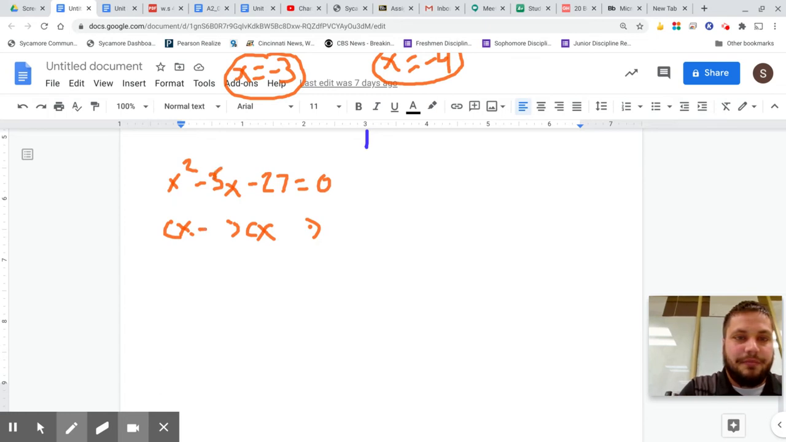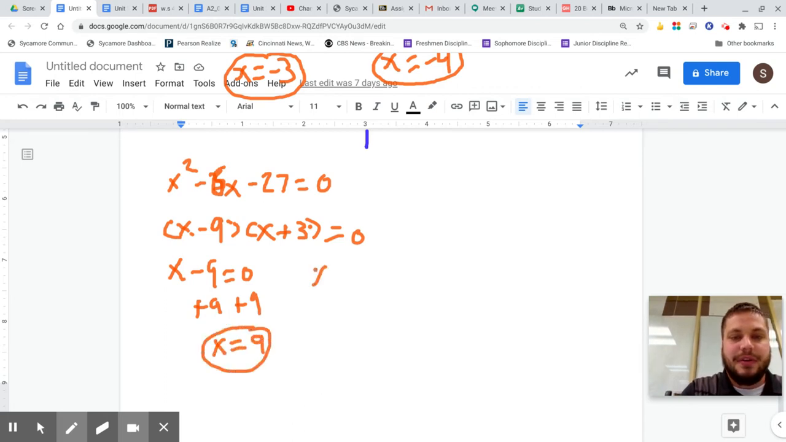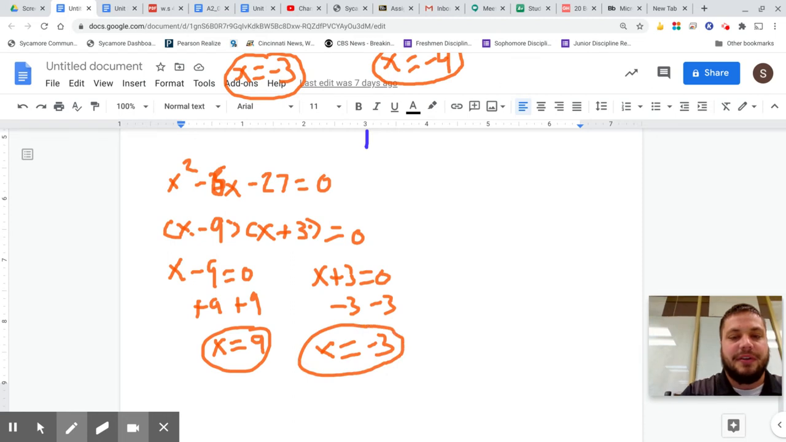Oh, whoops, sorry. I want this to be negative 6, sorry. Two numbers that multiply to be negative 27 and add to be negative 6 are negative 9 times positive 3. And now again, I just set these equal to 0 and solve. So I've got that x equals 9. That's my first solution. I set the x plus 3 equal to 0. I get that x equals negative 3, and that's my second solution. Now again, remember, this means that this quadratic crosses the x-axis at 9 and at negative 3. We'll do one more here.